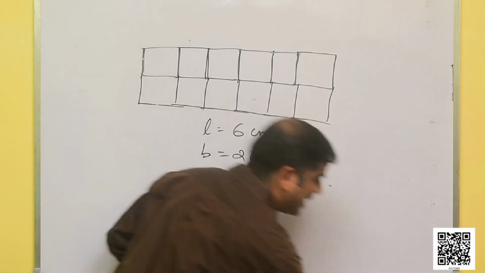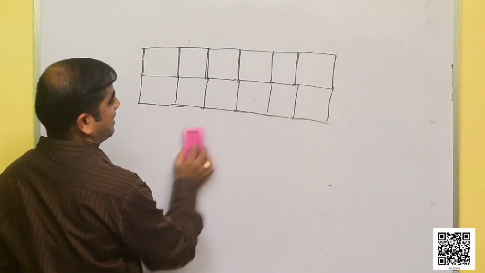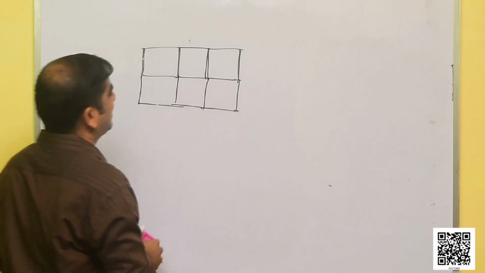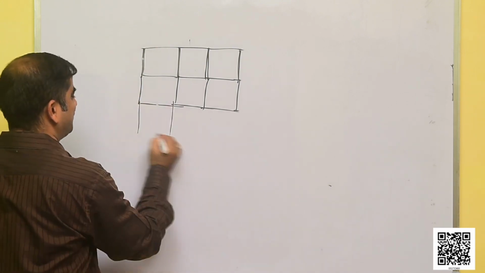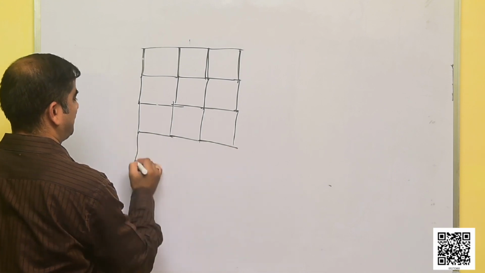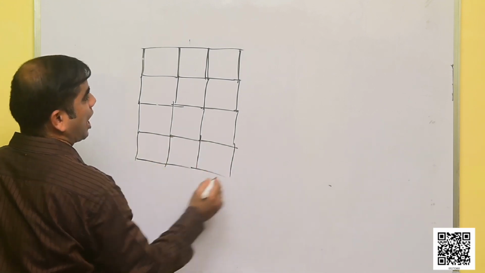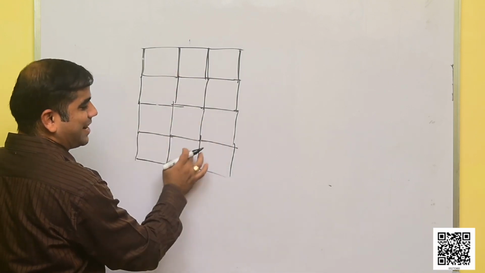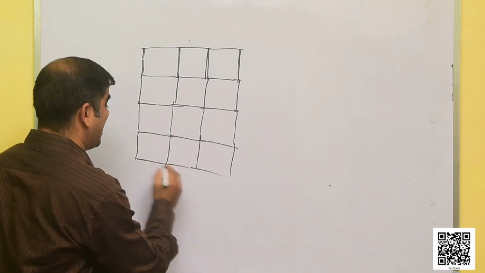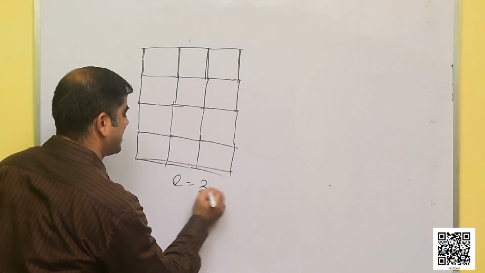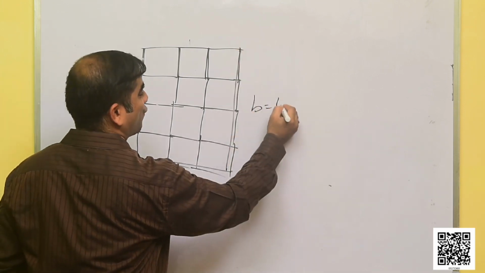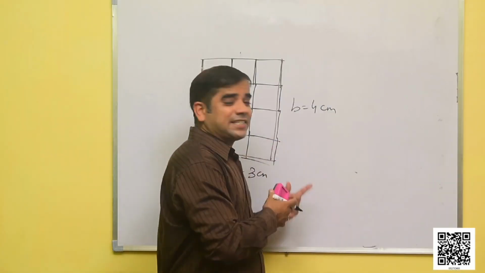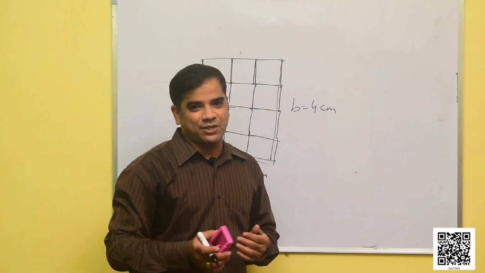Let's play again. Let's erase some more squares and rearrange them. Okay, I am now taking all these squares from here and bringing them down. So how many squares do you have now? 1, 2, 3, 4, 5, 6, 7, 8, 9, 10, 11, 12. So this is another rectangle having length as 3 centimeter and breadth 4 centimeter. Okay. So in these ways we can arrange the 12 squares to get different shapes of rectangle.